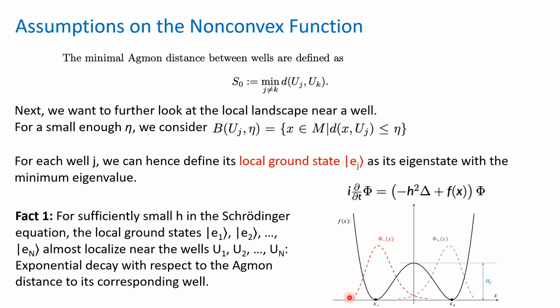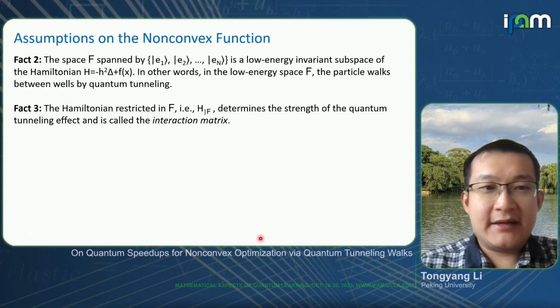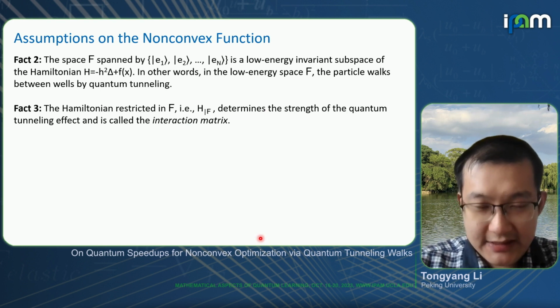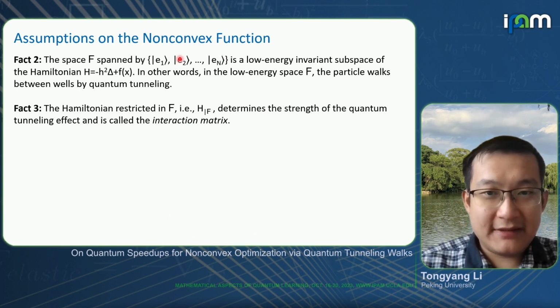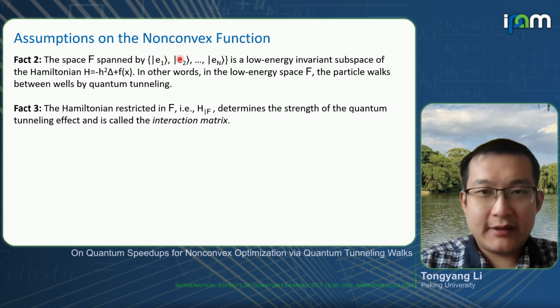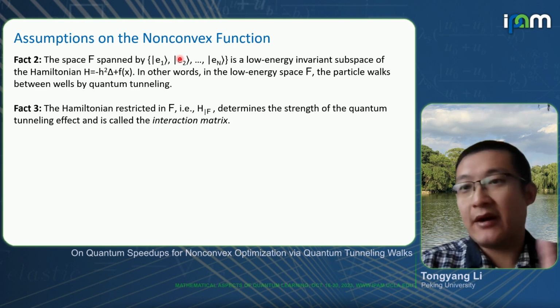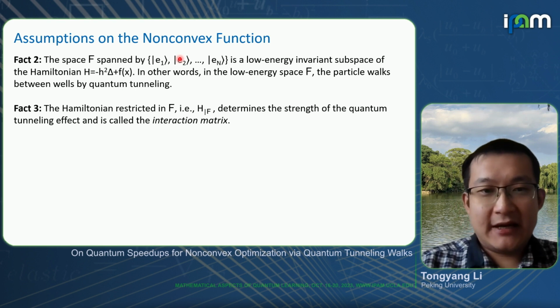So the main point after making this kind of analysis is that we want to consider the span, the subspace spanned by all the local eigenstates, the local eigenstates of all the local wells respectively. So we consider the span of such a subspace. The evolution inside this subspace is basically invariant.